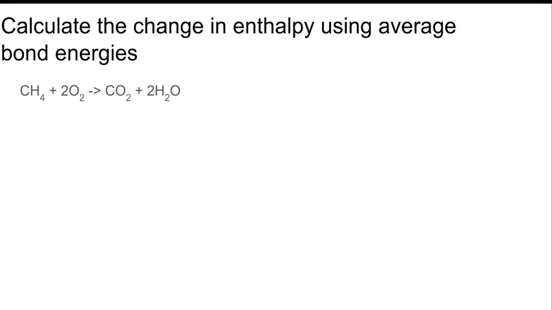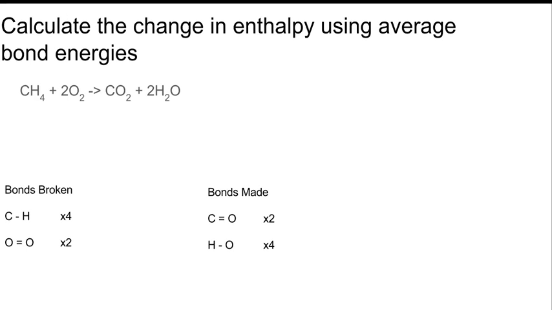So let's take a look at a problem. Calculate the change in enthalpy using average bond energies. And here we're going to be burning methane. CH4 plus 2O2 will give us carbon dioxide plus water. So the bonds that are broken are going to be in the reactant side. And so CH4 is methane, so there are 4 carbon-hydrogen bonds there, so we're going to break 4 of those. An oxygen molecule is oxygen double bonded to another oxygen. Now there are 2 of those molecules, so we're going to break 2 oxygen-oxygen double bonds.